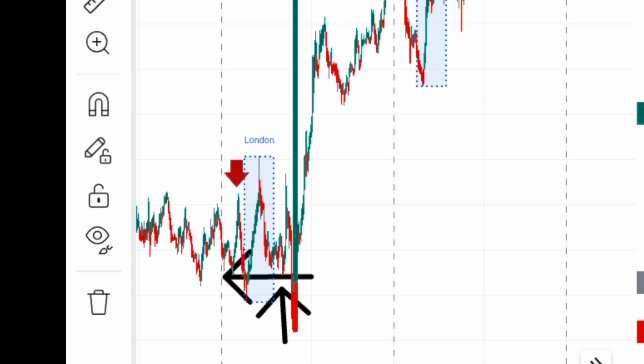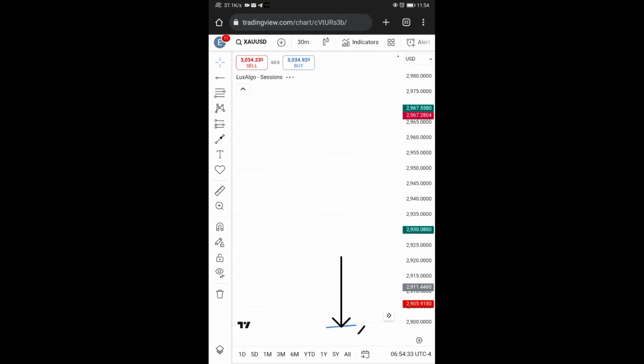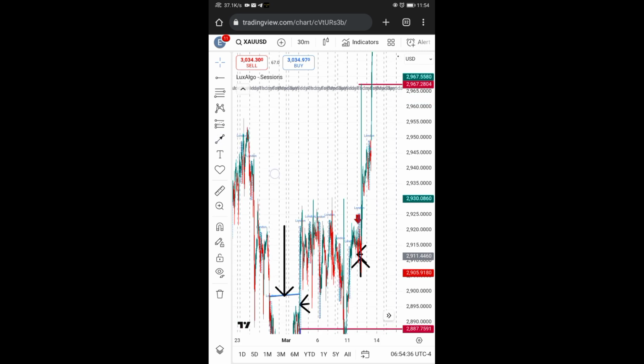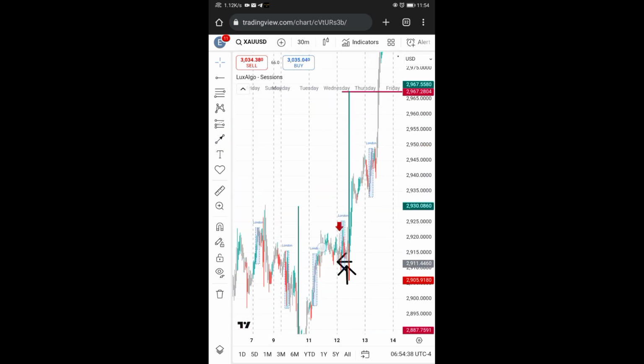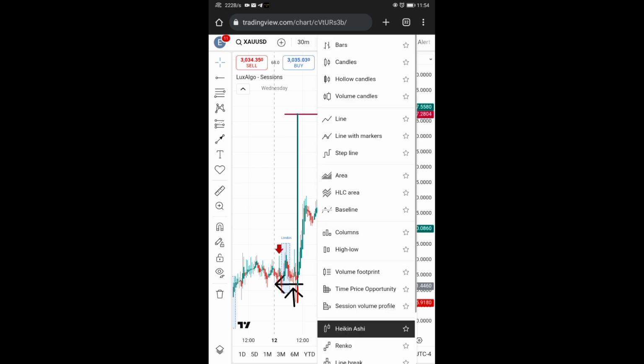So let's go back again to our 30 minutes and look for a break of structure for us to take a trade again. So we turn our chart to a normal candle.